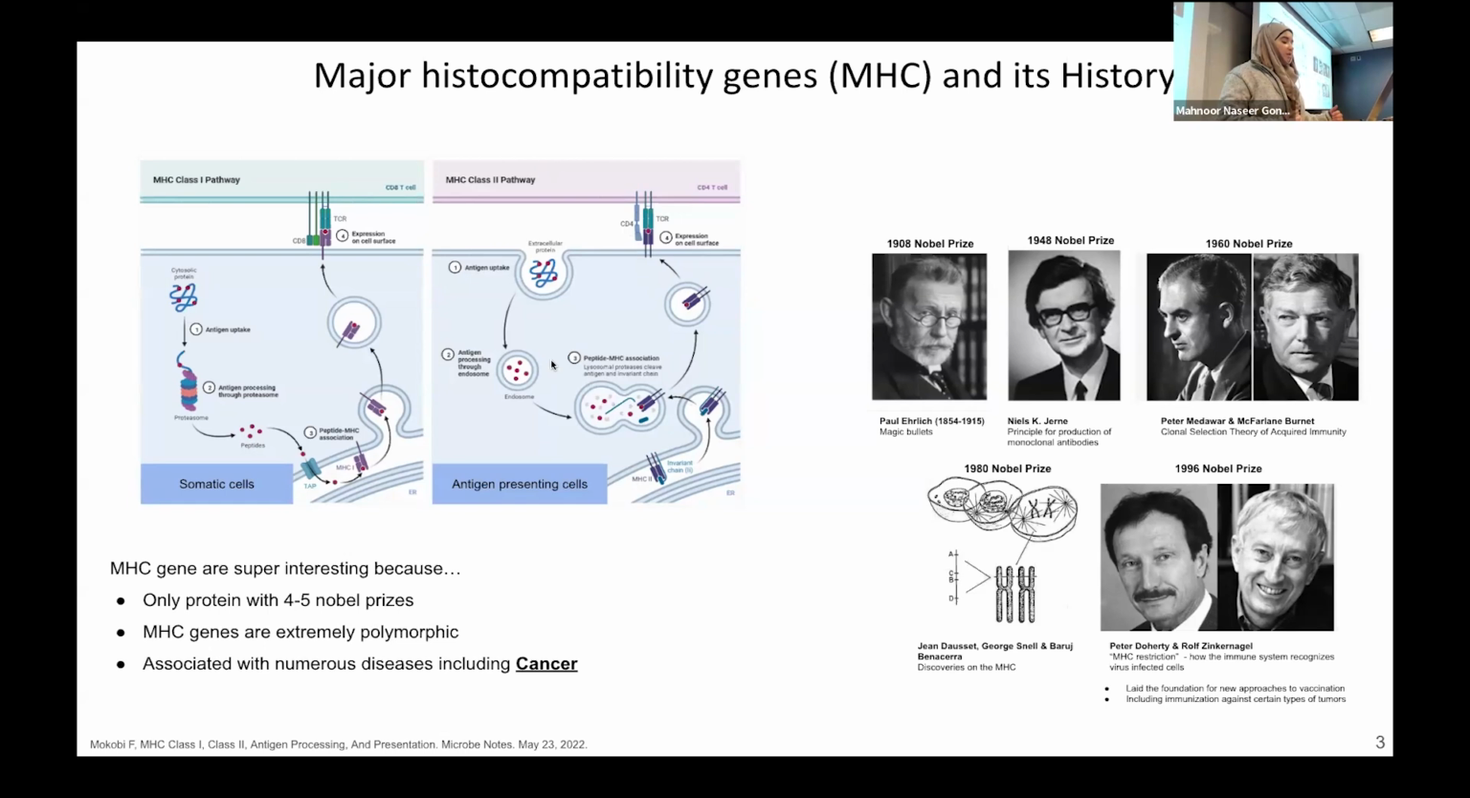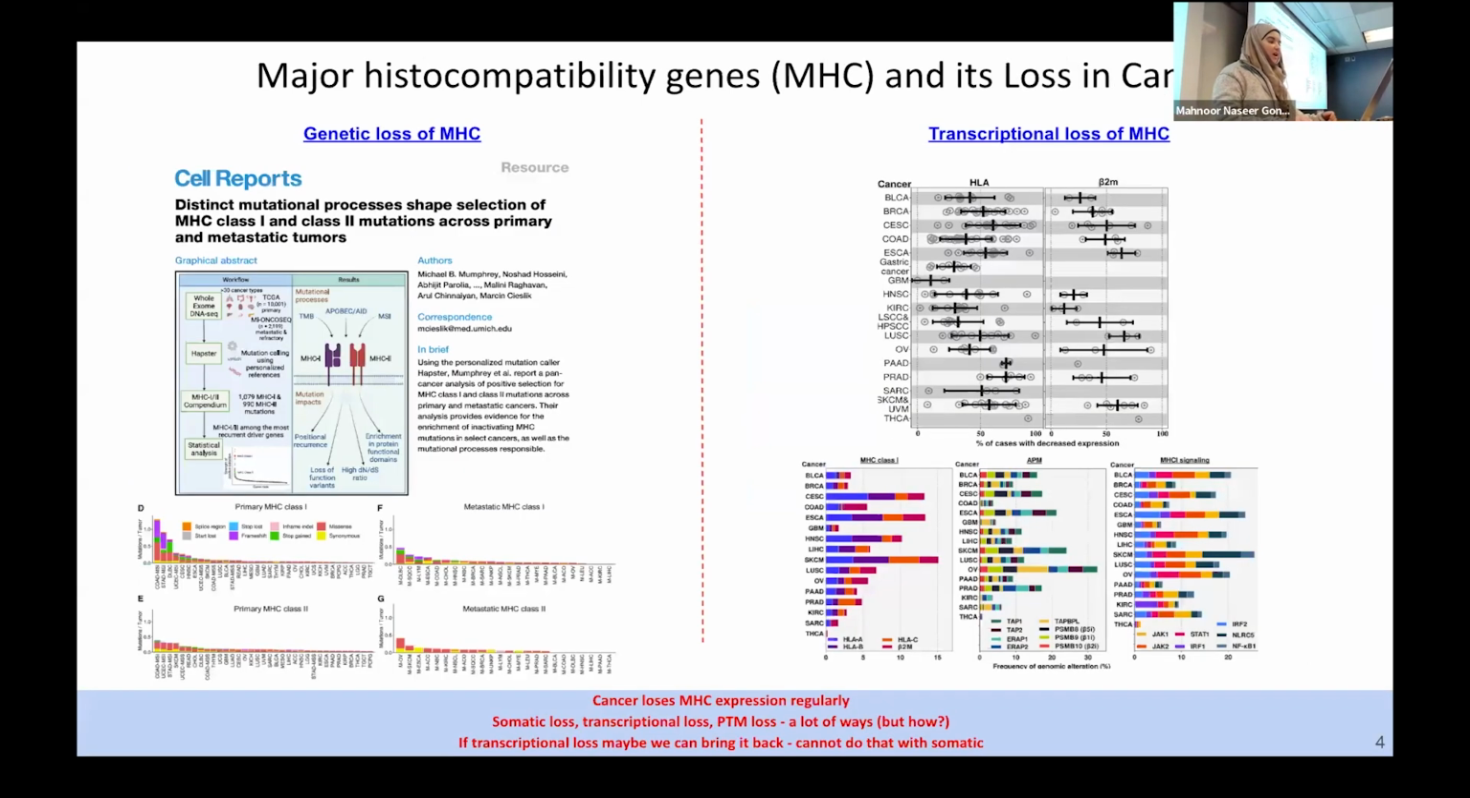This is a very interesting molecule because this is perhaps the only protein associated with 4 to 5 Nobel Prizes. It's highly polymorphic, which means that it's highly variable and very hard to study. And it is associated with many diseases, including cancer, and that's why we're interested in them.